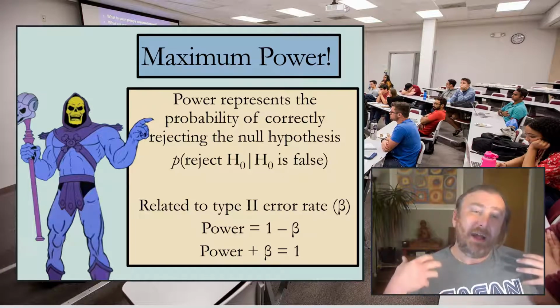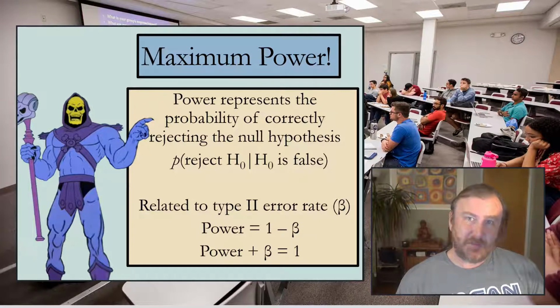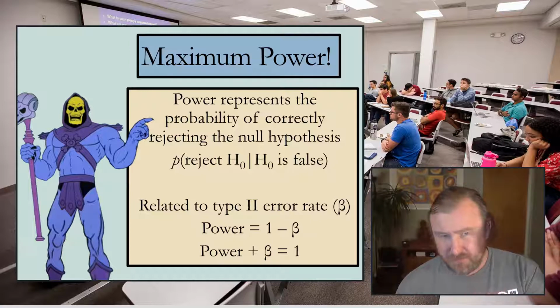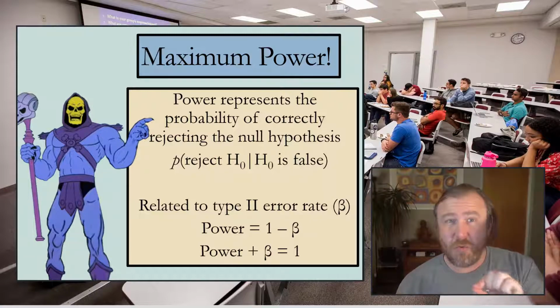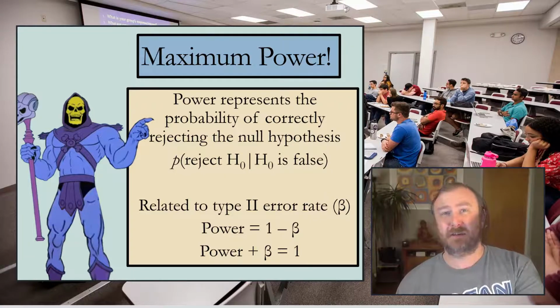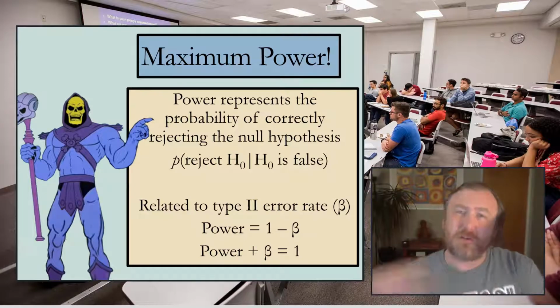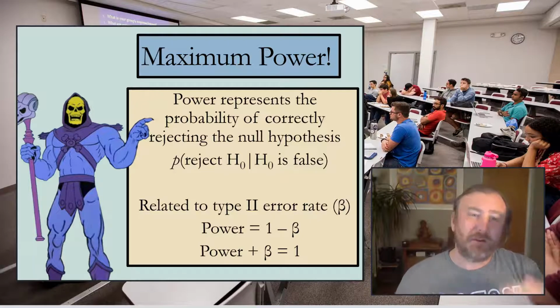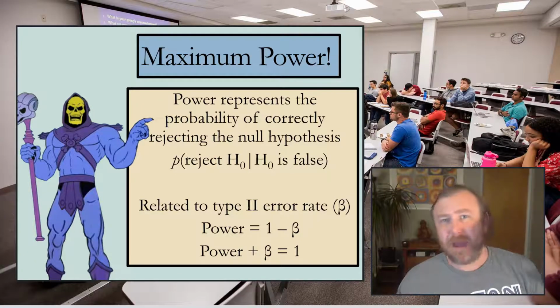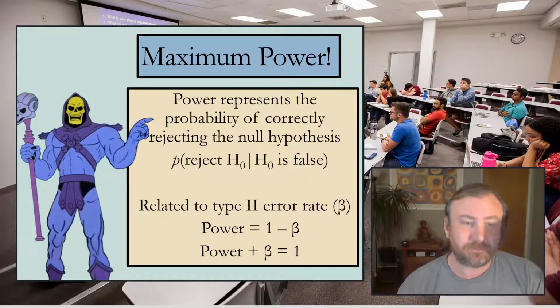So beta is the symbol for a type 2 error, or a false negative. Again, a false negative is saying we didn't get an effect when there actually was one. Beta is the inverse of that probability, right? So if you take 1 and subtract beta from it, we get power, which is the tendency to say that you have a significant effect when there actually is a significant effect.